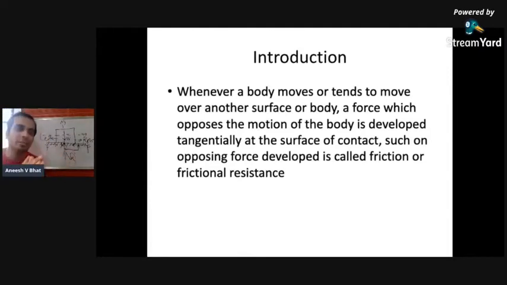First of all, you have to understand the meaning. Whenever a body is in contact with a surface, and the same body tries to move over the surface, the surface offers an opposite force, in a direction opposite to the motion of the body. If the body moves horizontally to the right, frictional resistance will be acting horizontally to the left. If the body moves horizontally to the left, the frictional resistance will be acting horizontally to the right. Such an opposing force is called frictional resistance, or that opposition is called friction offered by the body.